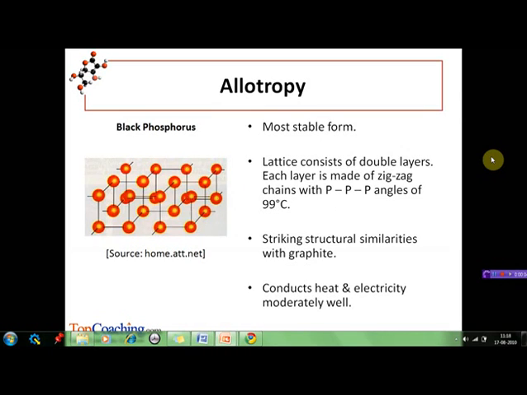Next allotropic form is black phosphorus. It is the most stable form of phosphorus. Its crystal lattice consists of double layers. Each layer is made up of zigzag chains of phosphorus atoms, and the bond angle is around 99 degrees. Black phosphorus shows striking structural similarities with graphite, which also has a layered structure and also exhibits moderate conductivity for heat and electricity.